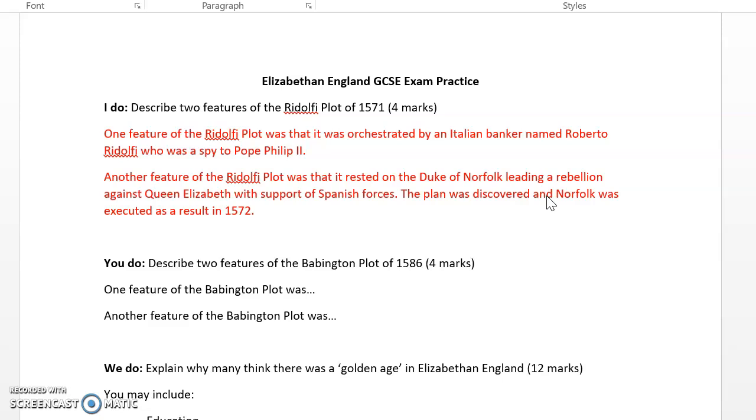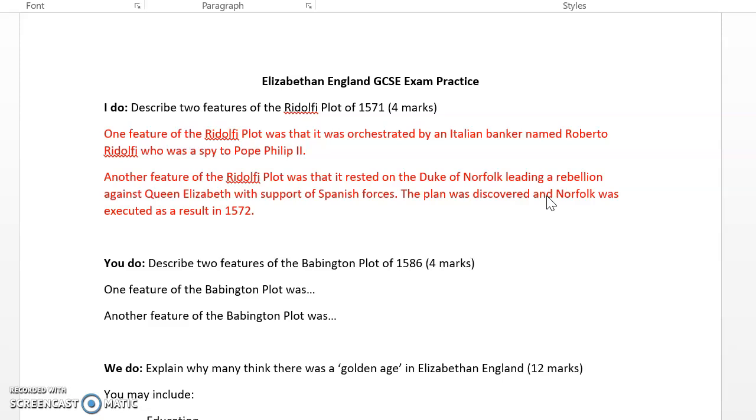However, the big thing with this is that Elizabeth is reluctant to execute Mary, Queen of Scots, and Roberto Ridolfi, who arranged and orchestrated the plot, escapes, as he was not in England at this time. So now that we know all this information, for a 4-mark question, describe 2 features of it. As you can see, I've answered it in this way.